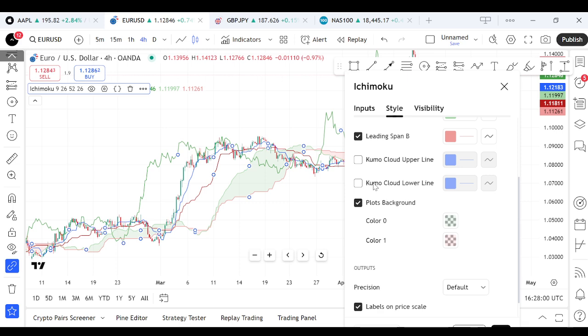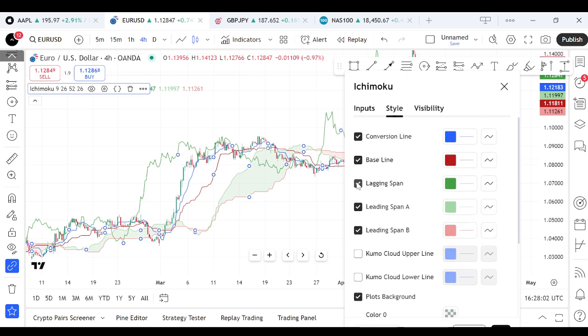And then the final component is the lagging span. The lagging span is the current closing price plotted 26 periods back on the chart. It helps gauge market sentiment by comparing current price to historical levels. Now this is all you should know about the Ichimoku Cloud and its components.